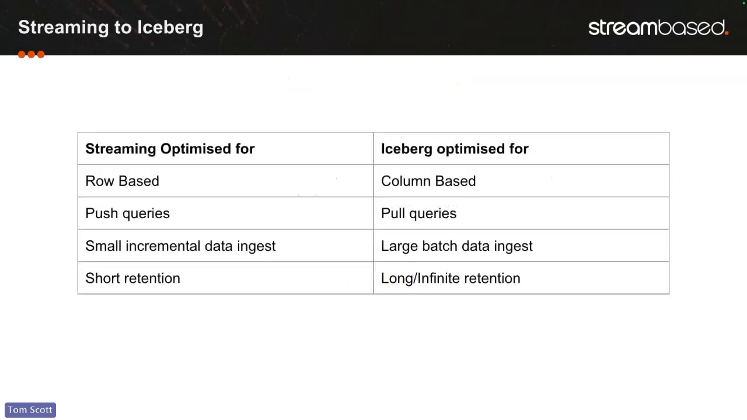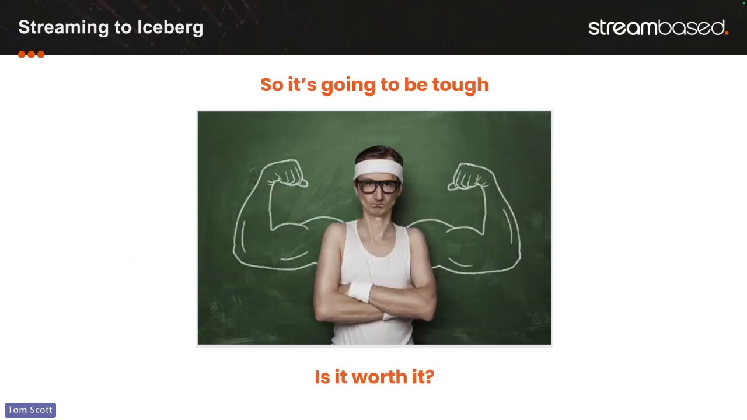Where Iceberg is optimized for column-based storage, for large, high volume pull queries, large batch data ingest and long retention, streaming is the opposite. We're going to get very, very small amounts of data stuck in. People are going to want to see their updates immediately. We're going to get small retention and all that stuff that we don't like. So I guess the first question we should ask is, it's going to be really hard, so why are we even bothering to do this?